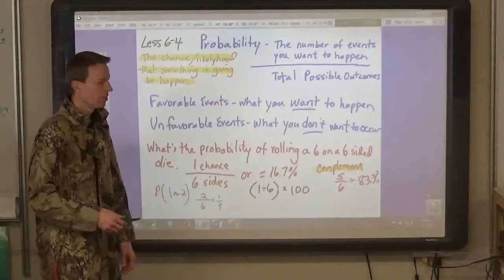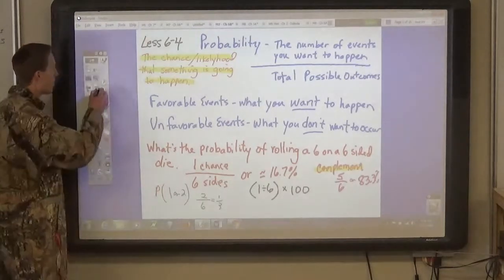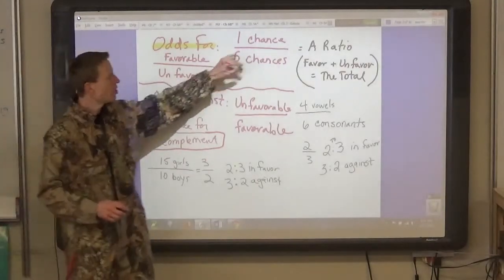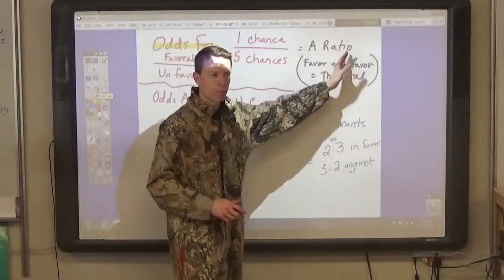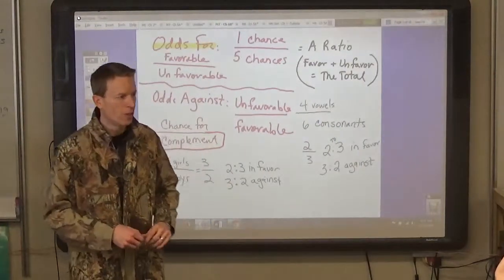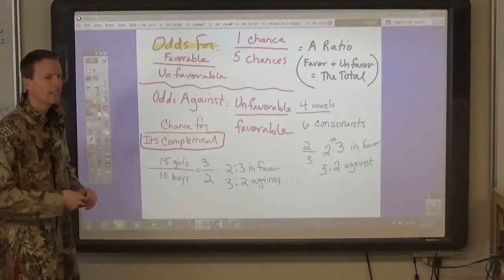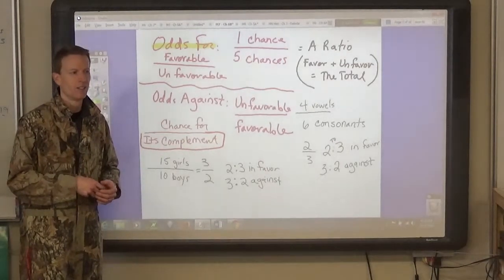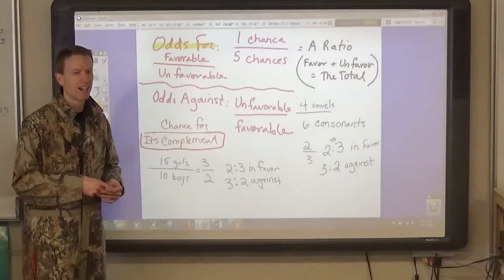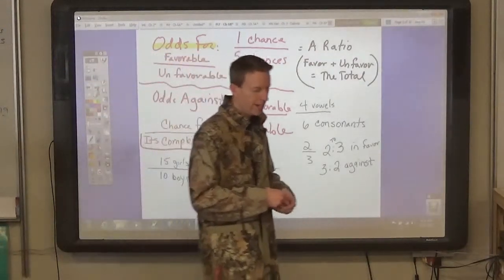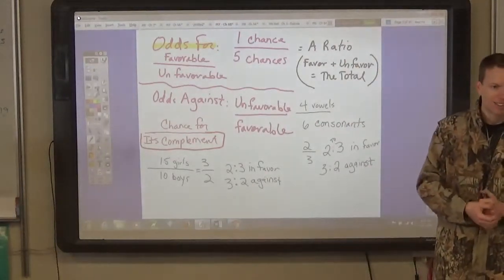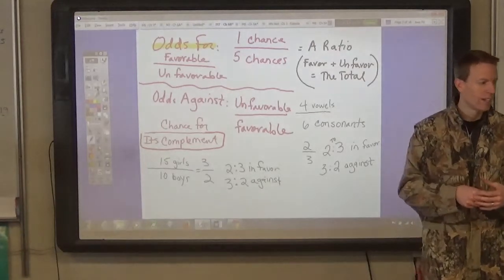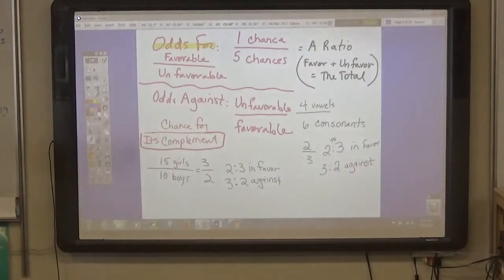83.3%. Okay? You also have to know how to find odds in favor of something. That's a ratio. It's not a fraction or a percentage. It's a ratio. Okay? So the odds in favor of rolling a 2 or a 3. What's the odds in favor of rolling a 2 or a 3 out of 6? Out of 6 sides. The odds in favor of rolling a 2 or a 3. Adam.